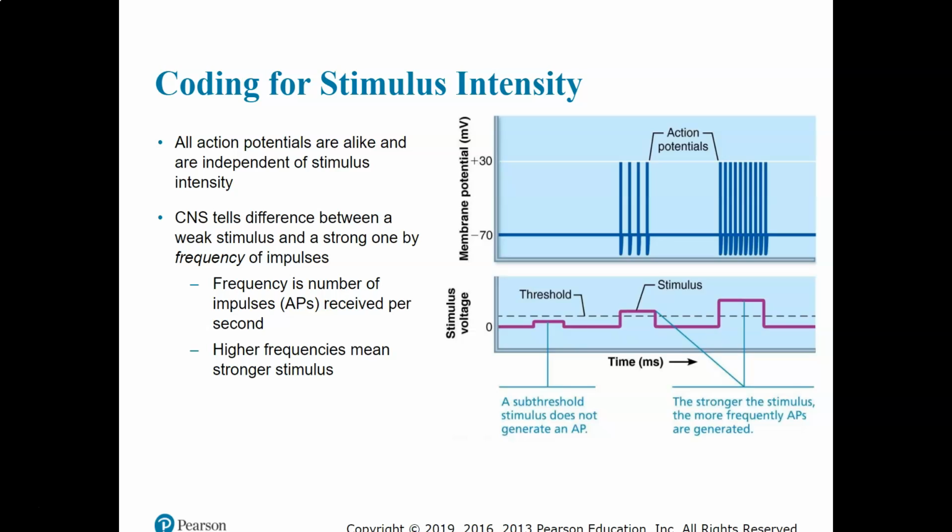Remember, action potentials all follow what's called the all or none principle. So each action potential has the same change in membrane potential. In order to have stronger and weaker stimuli, the central nervous system instead is going to rely on frequency of action potentials. A strong stimulus has a lot of action potentials. Weaker stimuli have less action potentials, and subthreshold stimulus doesn't generate action potentials.